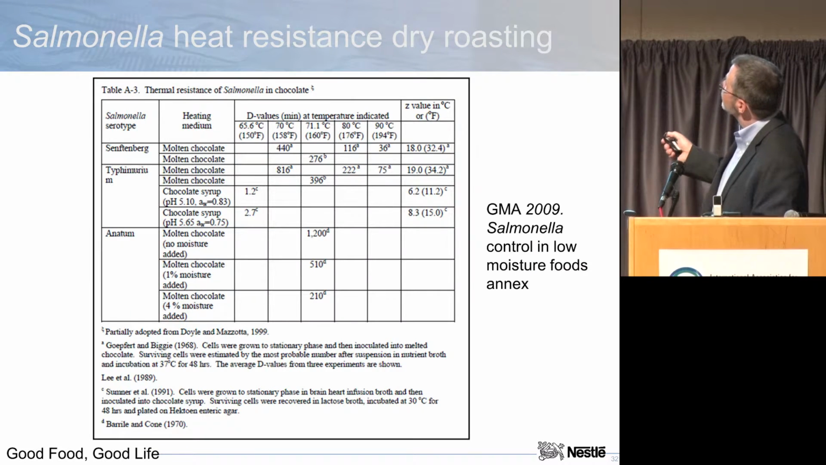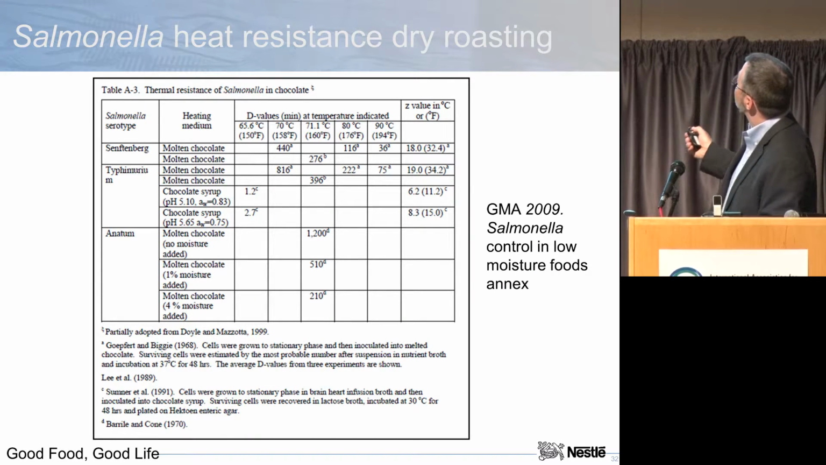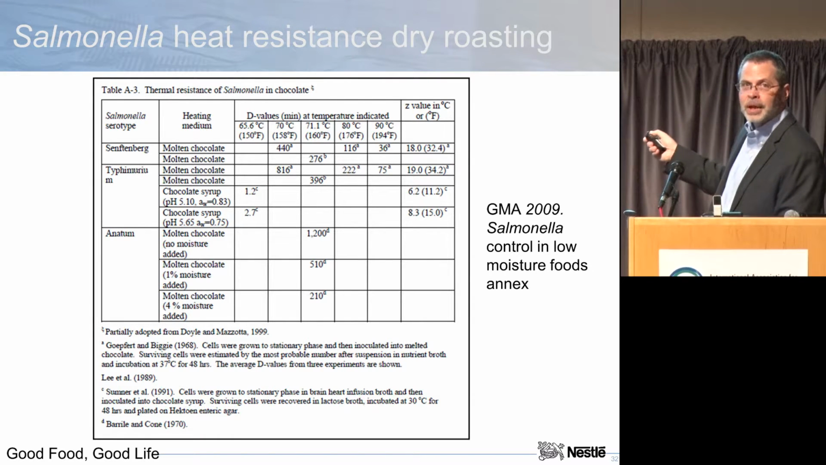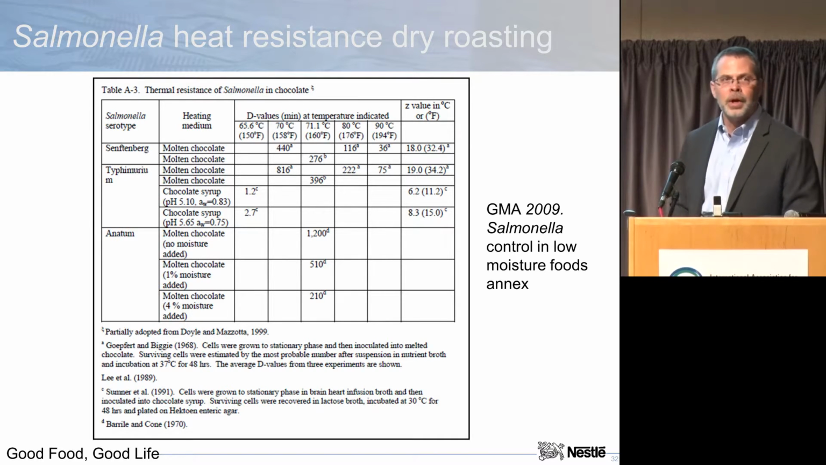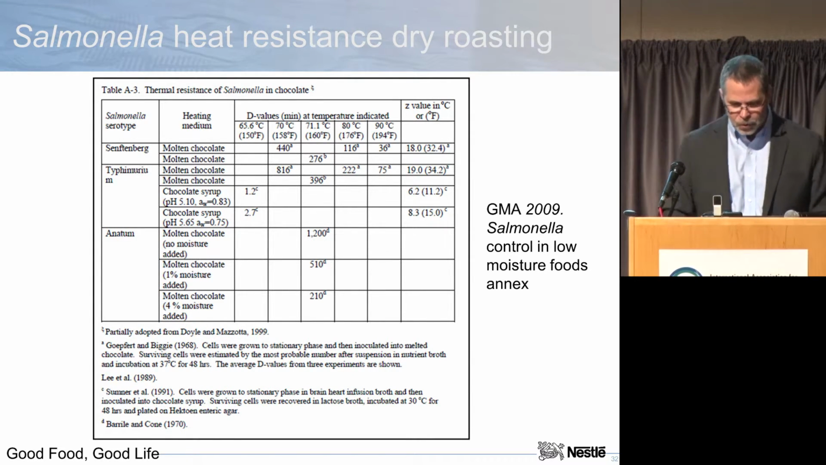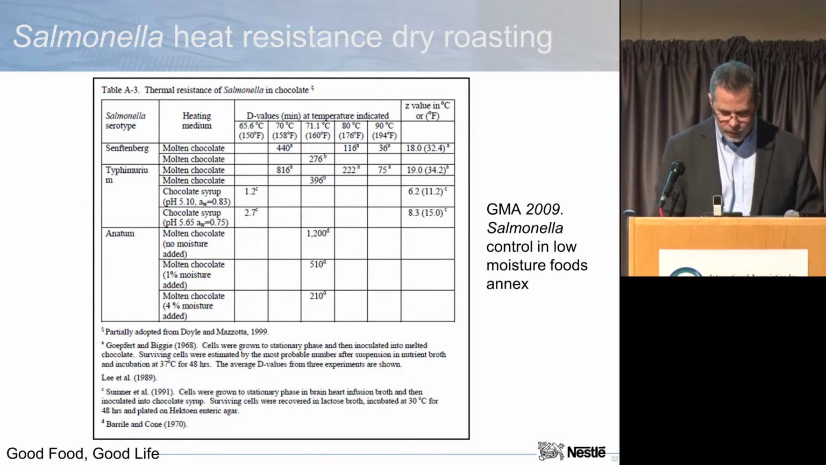And here is some showing you what we were up against. This is some of the GMA summary from the GMA low moisture foods documents. And you could see that in chocolate we were seeing at 70 degrees C, 440-minute decimal reduction time. Even at 90 degrees, it's still 36 minutes. So we're seeing a pretty hefty request for the performance of our roasting equipment. But we do roast at pretty high temperatures.